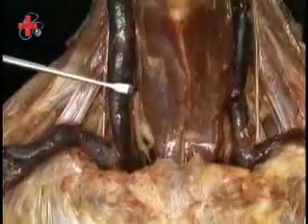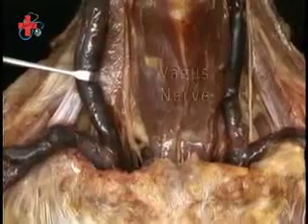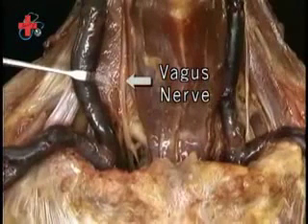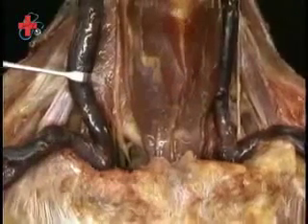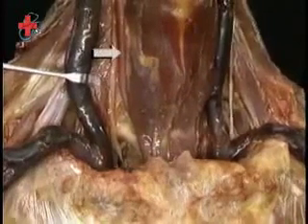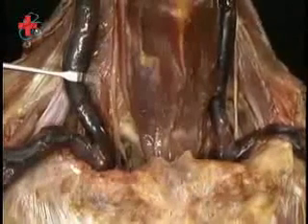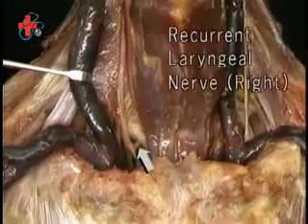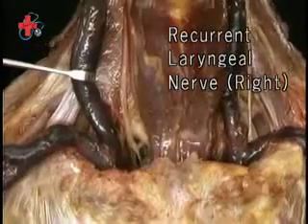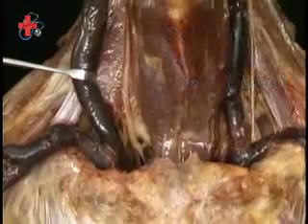To see the vagus nerve, we'll retract the internal jugular vein. Here's the vagus nerve. It lies behind and between the internal jugular vein and the common carotid artery. It passes in front of the subclavian artery. On the right side only, the vagus gives off this branch, the recurrent laryngeal, which curls around the artery and passes upwards to the larynx.